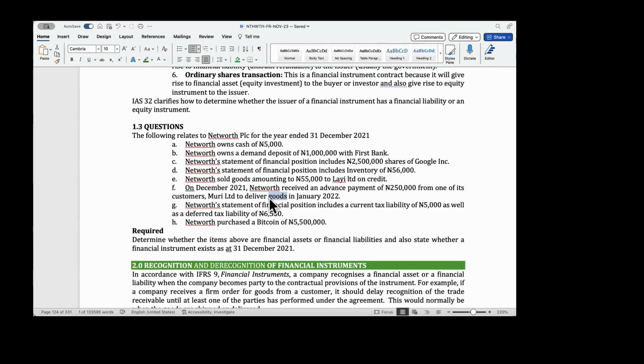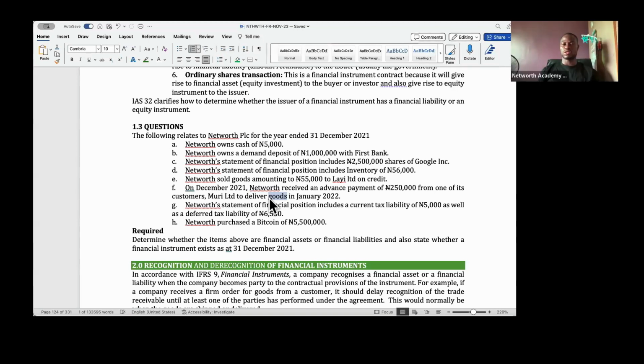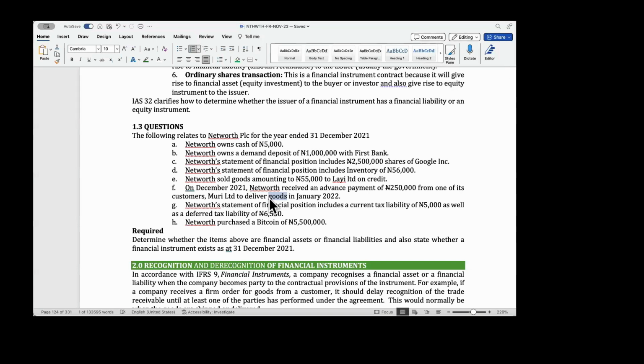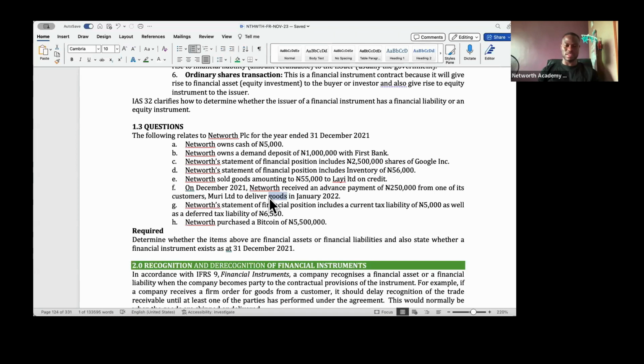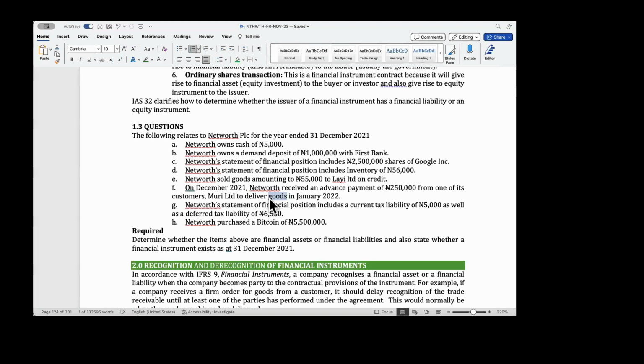It's an asset to them. To Networth? They receive payments in advance, since payment is not due, right? I think it's a liability to Networth, right? It is a liability, correct. Yes, it is a liability. But is it a financial liability? Because not all liabilities are financial liabilities. So is this particular liability a financial liability? No, I don't think so.